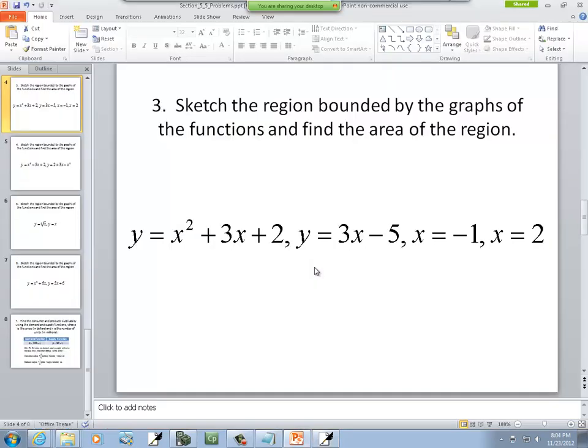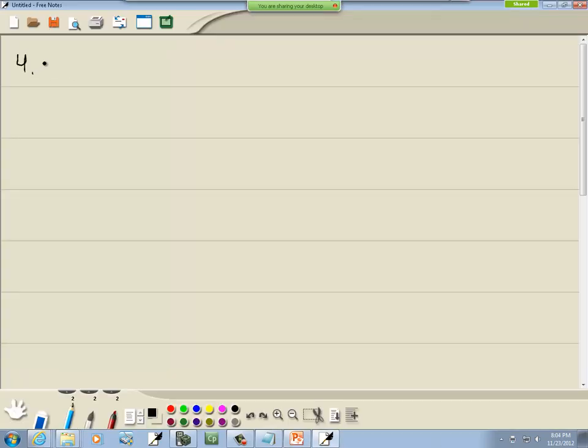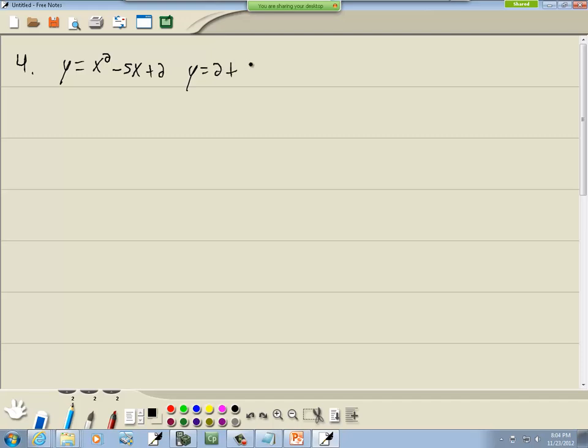Okay, let's look at our next problem. We got y is equal to x squared minus 5x plus 2, and y is equal to 2 plus 3x minus x squared. Well, this one doesn't give us any points of intersection, like our lower and upper limit. So we're going to have to find our points of intersection. And we do that by setting the two functions equal to each other.